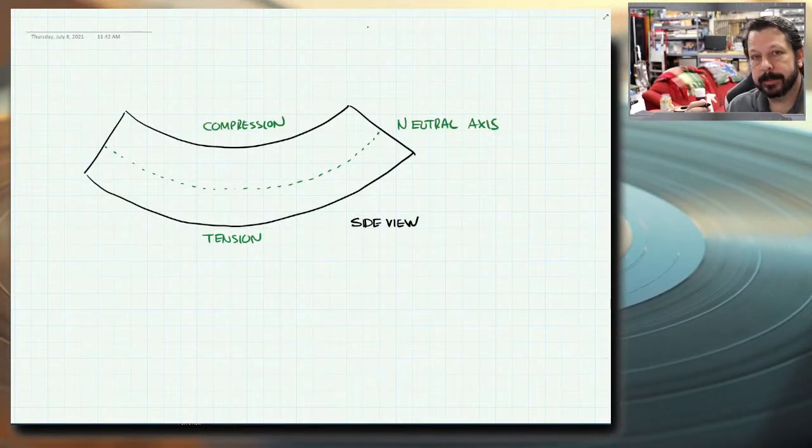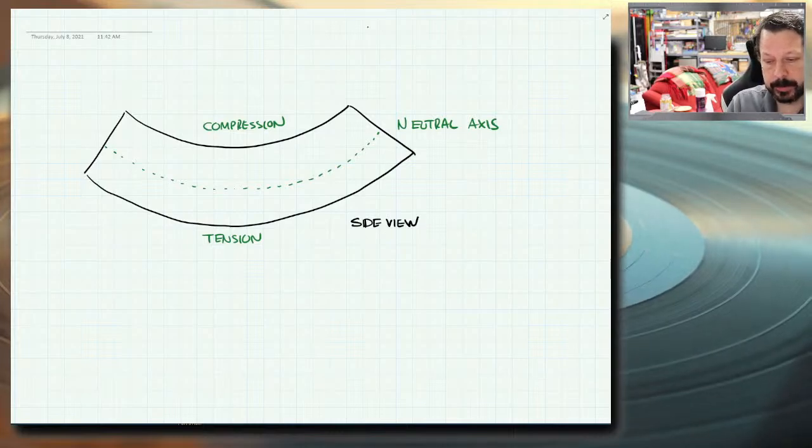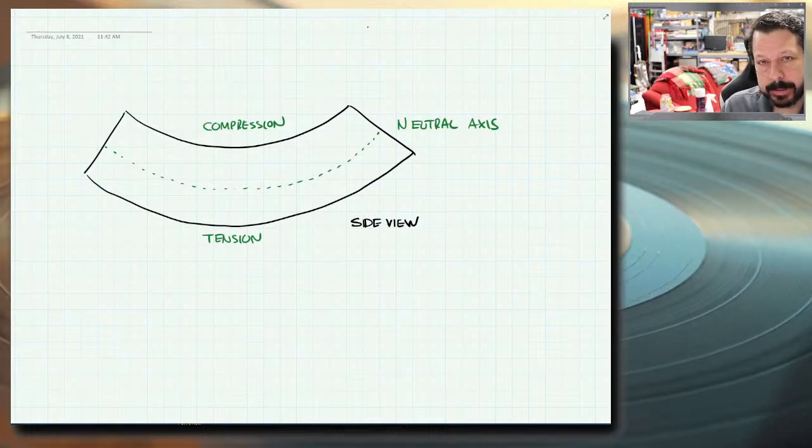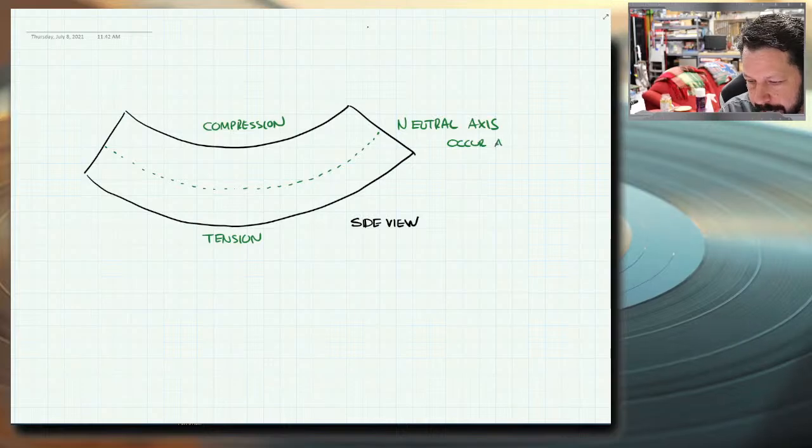And we said that if we knew what the cross-section of this beam looks like, here's the side view of it, so that's not really the cross-section that we're thinking of. If we knew that this beam was an I-beam or a T-beam or just a rectangle or whatever it is, then we could figure out that the neutral axis is going to occur, or exist, whatever you want to call it, at the centroid of the beam's cross-section.